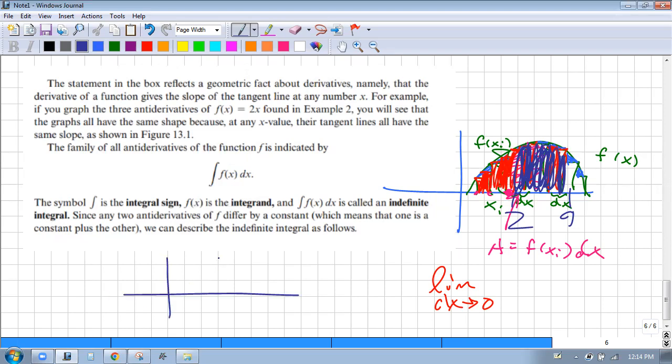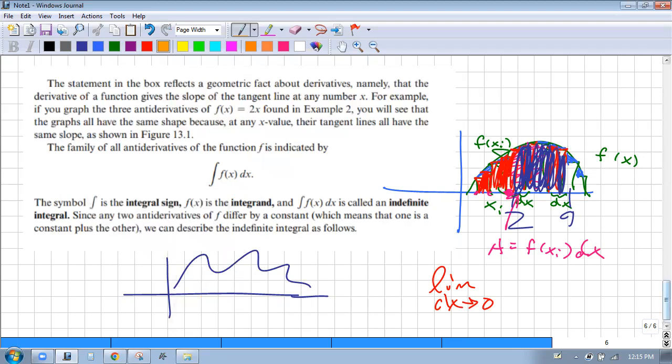So if you have something like this, you could say, what's the area from here to here, right? Or you could say, well, what's the area from here to here, right? You get different areas. But in general, this is just going to be a formula that's going to tell you what the area is from any 2 points, right?